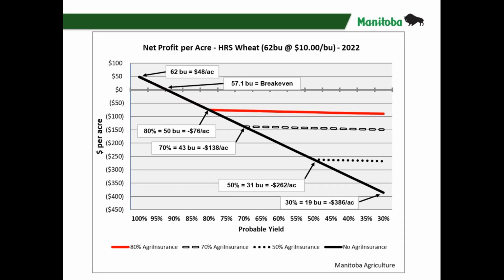We move to hard red spring wheat, and again, using those numbers, we can see that if we suffer that yield loss and we get down to our 80% coverage, and that's when crop insurance comes in, we still would have lost $76 an acre in this example. So comparing this back to the canola example, even if our crop insurance comes into the rescue, we're still going to have a loss on this.